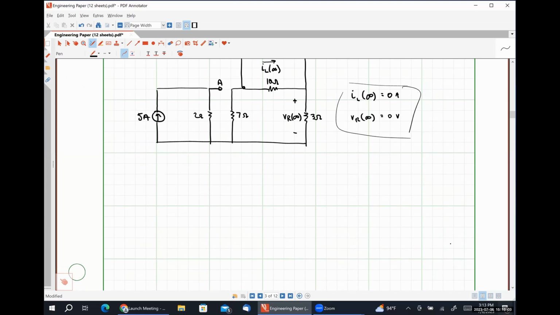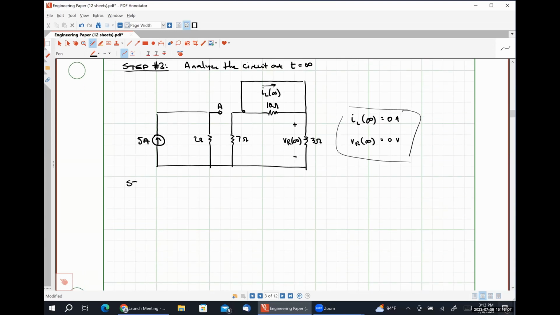All right, step number 4. We need to determine the equivalent resistance and inductance of the circuit during the transient condition. That is very important: we look at the circuit during the transient condition, not before the switch has changed states, or we're going to wind up getting the wrong answer.